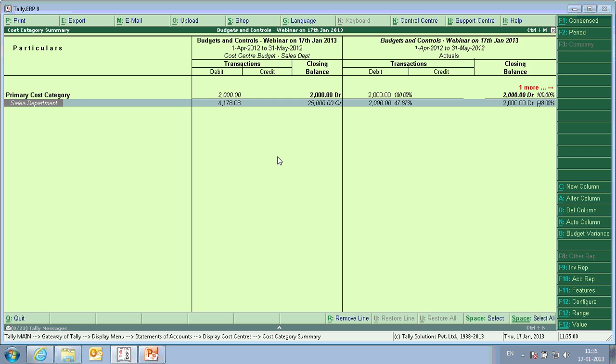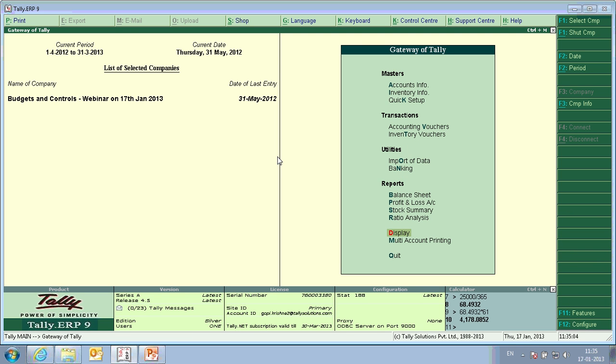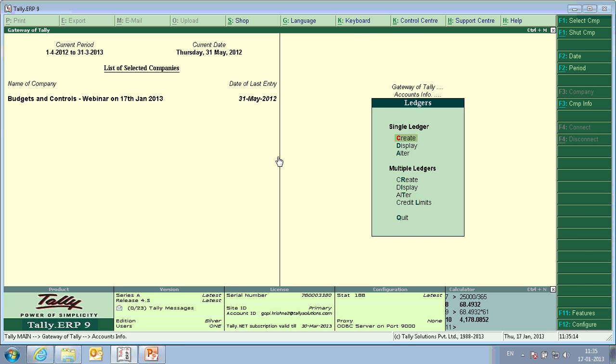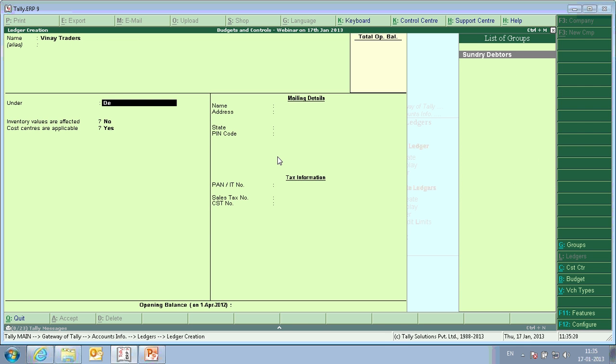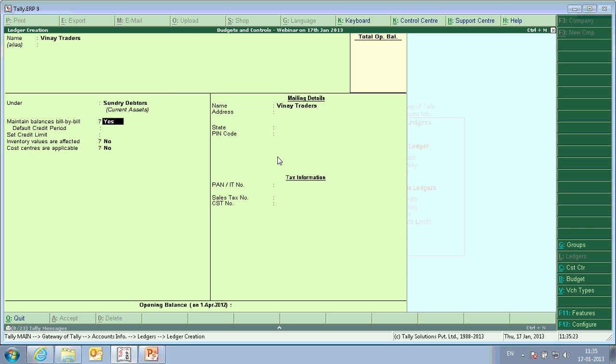Okay. Done. So now what we do, we'll understand credit limits. So credit limits or controls is that, see for example, my customer is there. Let us say Vinay Traders. I'll create one Vinay Traders. Right. So here's my data. So Vinay Traders is my ledger, and I want to set a credit limit for this ledger. Let us say 50,000 is the debit balance which I will give to him. So I can fix the credit limit over here, saying that it should not exceed 50,000.